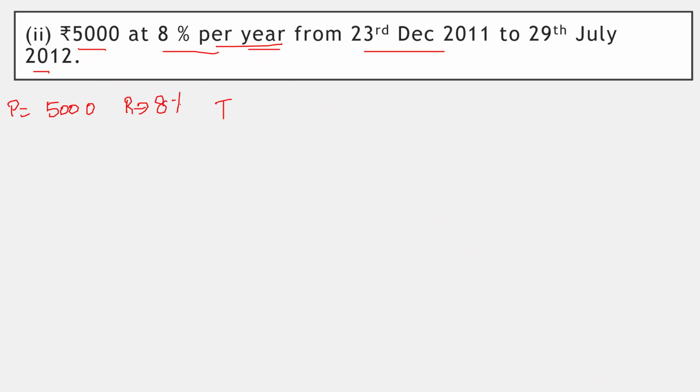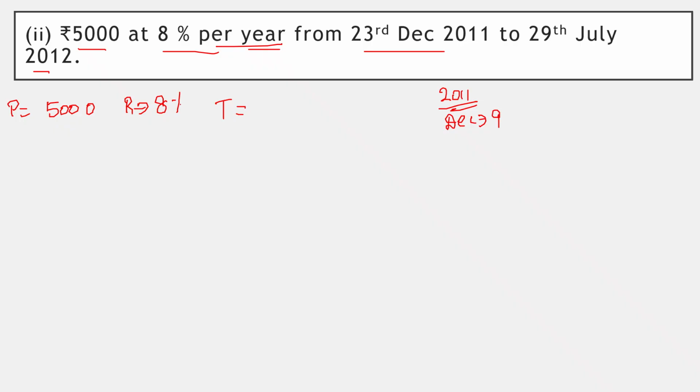Now we need to know what is the time duration, right? Time period is actually given in day calculation. So it started from 23rd December 2011. So in 2011, only the December month was there. So totally how many days are left over from 23rd to 31st? It's nothing but 9 days.